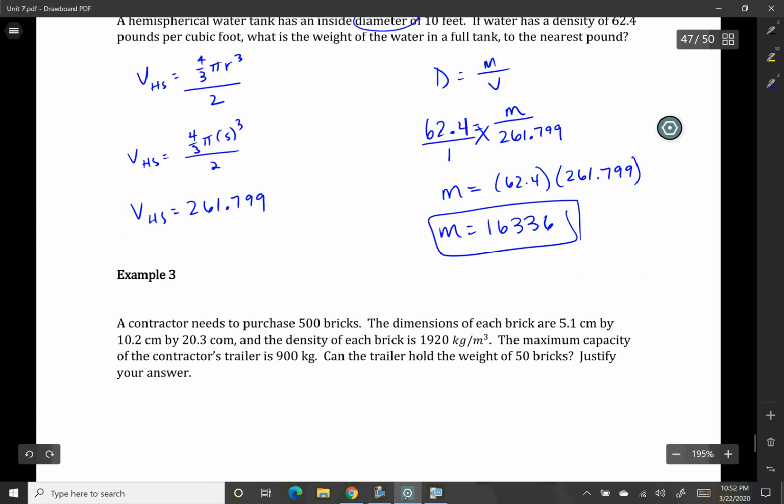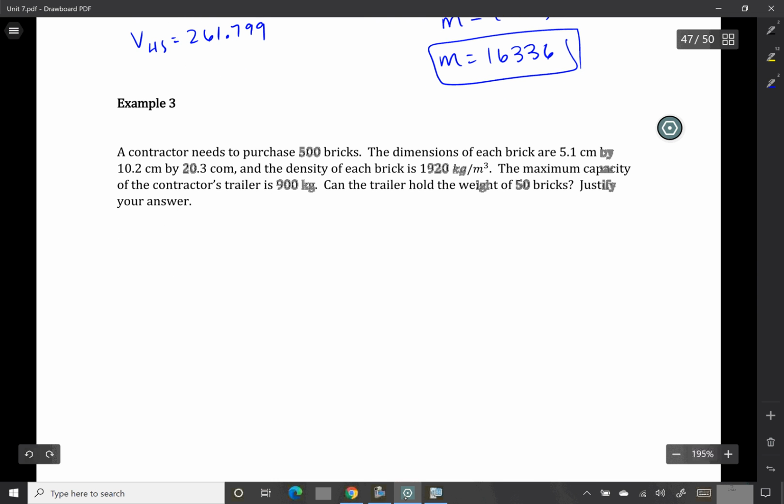Number three says a contractor needs to purchase 500 bricks. The dimensions of each brick is 5.1 centimeters by 10.2 centimeters by 20.3 centimeters. That O shouldn't be there. And the density of each brick is 19,200 kilograms per meter cubed. Notice kilograms, centimeters, meters, centimeters. We have some different units of measurement here. So we've got to make everything into terms of meters. So we know 1 meter is equal to 100 centimeters.